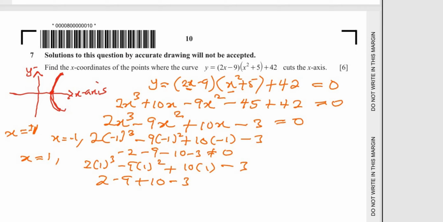This is 2 plus 10, that's 12. Minus 9 minus 3, that's minus 12. So this one gives me 0. Since x equals 1 gives me 0, it means x minus 1 is a factor.